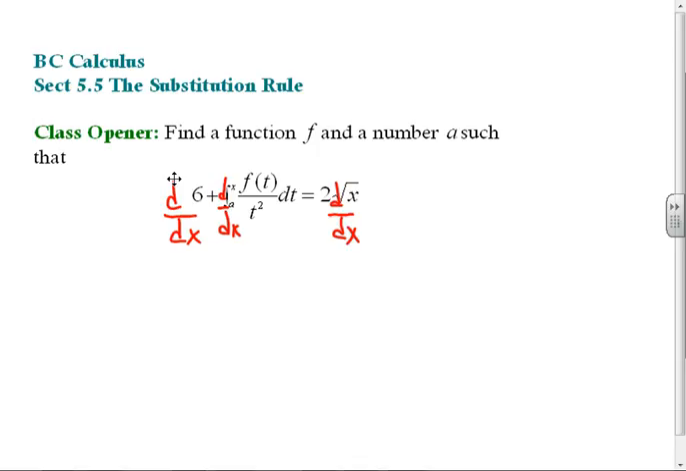What's the derivative of 6? 0. So the 6 is gone, Justin. Justin, what is this going to give me? Because you're not paying attention. Over x squared.